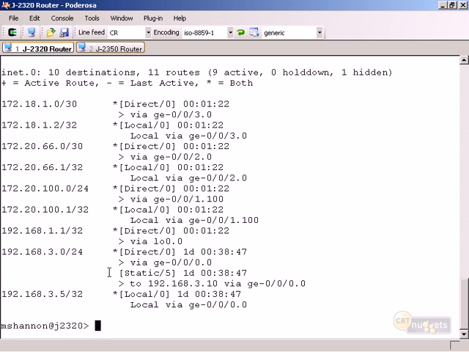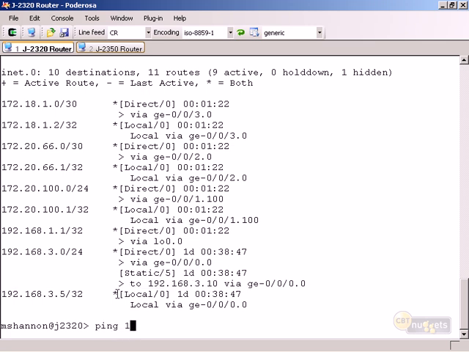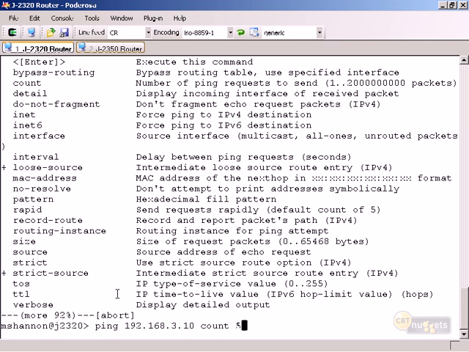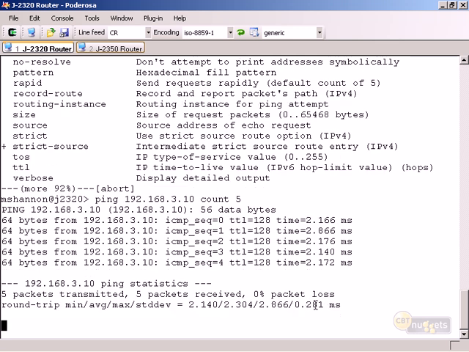I've also got a static route that I created, and you can see that it's to 192.168.3.10. I created this static route so I can successfully ping that workstation. So if I do ping 192.168.3.10, I can count 5. Forgot about that. We'll do 5 pings, or 5 ICMP echo requests and echo responses.